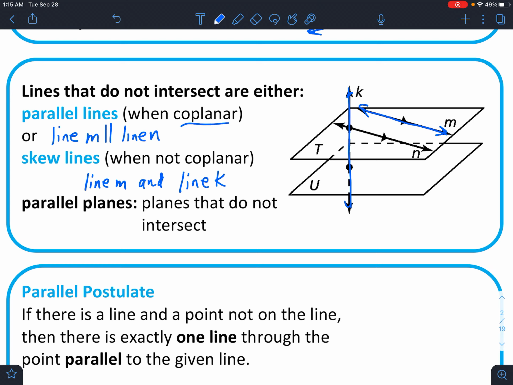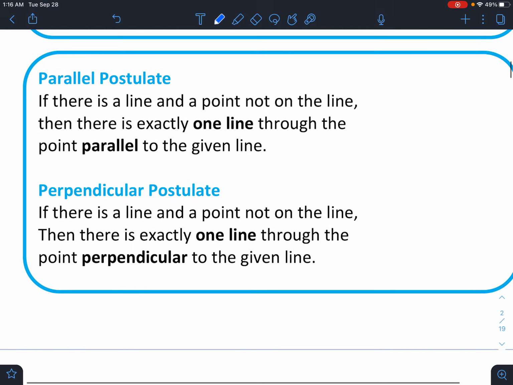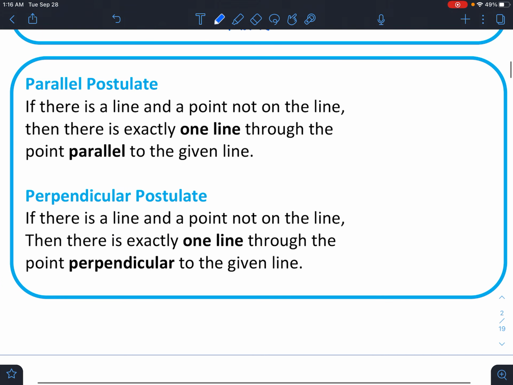And then parallel planes are planes that do not intersect. And so you can see that they look similar to the lines. So plane T and plane U. You can see those planes basically never connect, just the way they're oriented. Okay, next we're going to talk about the parallel postulate. So the postulate officially says if there's a line and a point not on the line, so let's go ahead and draw a little picture of that.